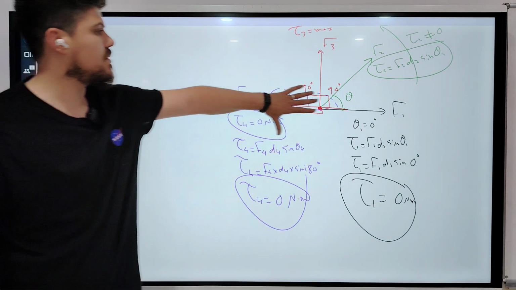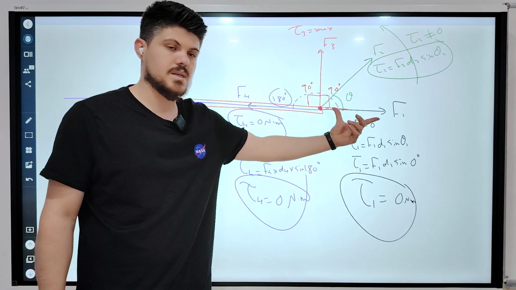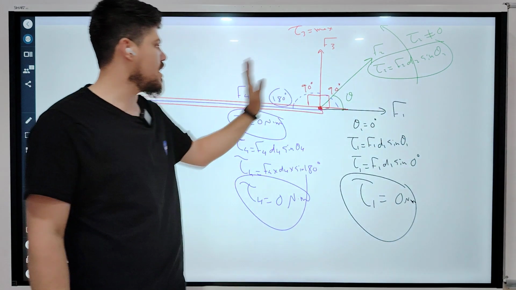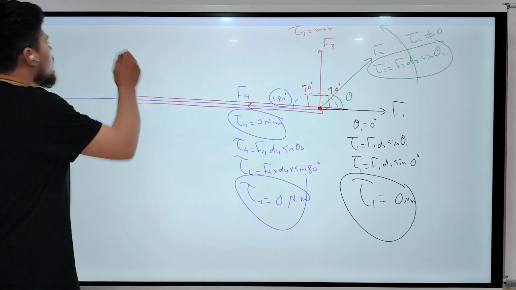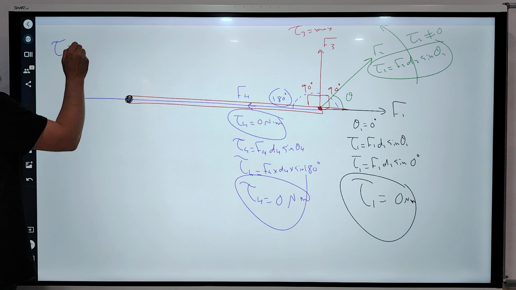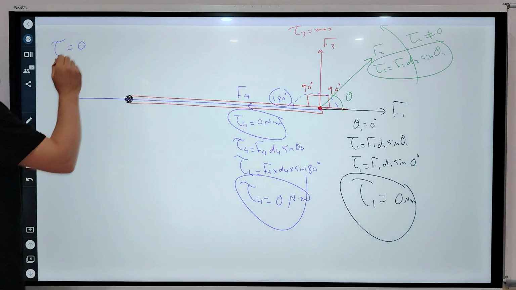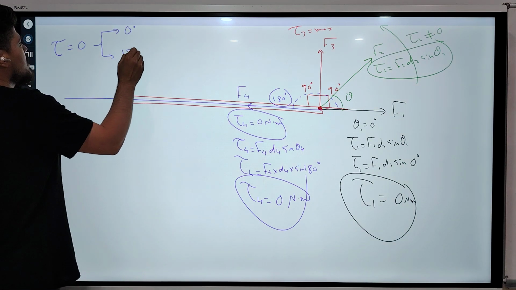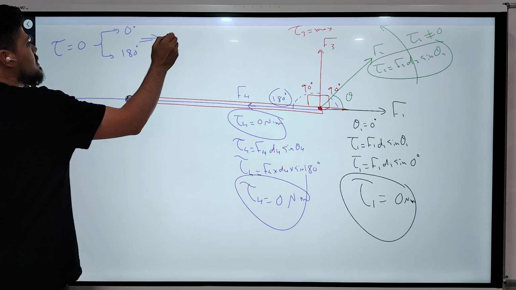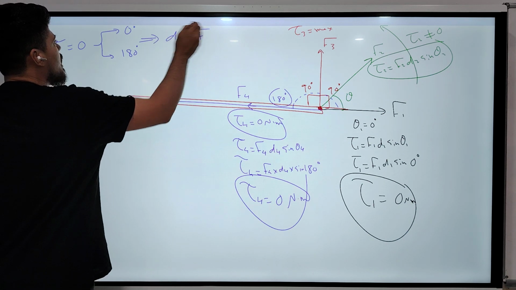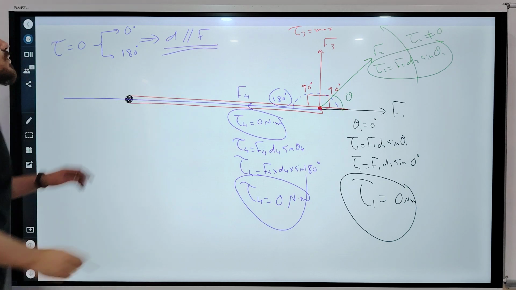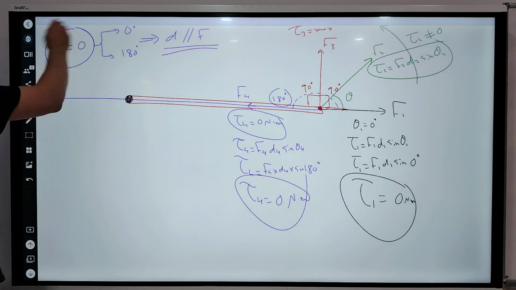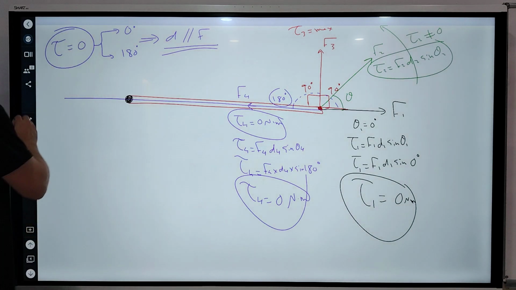How many 0 torques do we have? We have 2 zero torques in this example: F1 and F4. Why? Because F1 has 0 degrees and F4 has 180 degrees. So can we say that torque is equal to 0 at these two angles? Yes, of course. 0 degrees, 180 degrees. So you can say distance and force are parallel to each other. If the force or the extension of the force is parallel to the distance, in that case, no torque is produced.